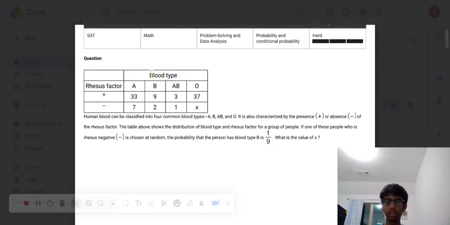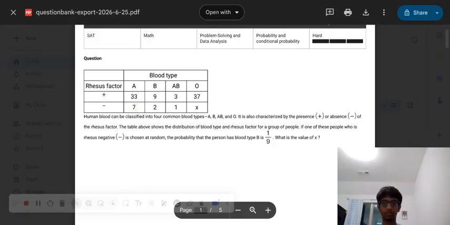It says human blood can be classified into 4 common types: A, B, AB, and O. It is also categorized by the presence or absence of the rhesus factor. The table above shows the distribution of blood type and rhesus factor for a group of people. If one of the people who is rhesus negative is chosen at random, the probability that the person has blood type B is 1 over 9. What is the value of x?